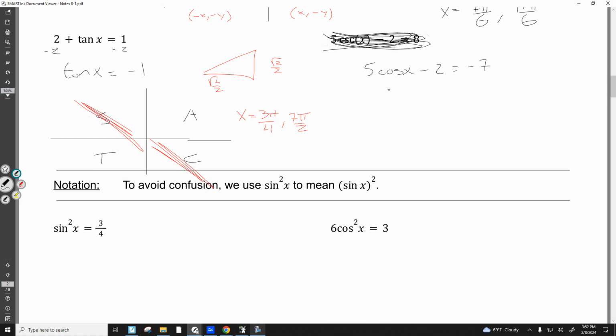Oh, well, this one ends up being cos x equals negative 1. What? Yeah, we're out of triangle land. It's okay. We're back into the extremes land. We're back into most of the ones we worried about last unit.